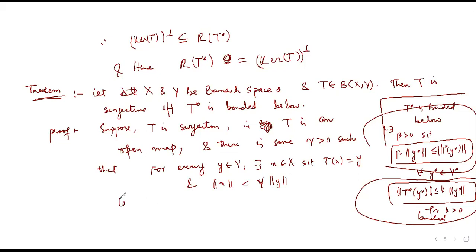Okay, now let y star belong to Y star. Now modulus of y star of y, क्या हो रहा है, because y is here equal to Tx for some x because it is surjective. अगर ये वाला x हम लेंगे जिसके लिए true है, जो कि हम ले सकते हैं, so this can be written as y star of T of x for some x.